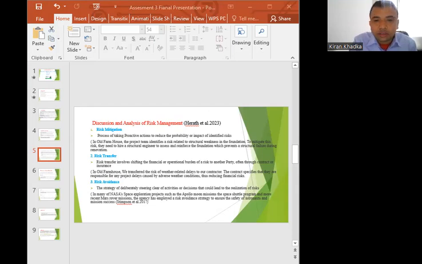Then risk transfer. Sometimes it's prudent to shift the risk to another party, such as through insurance or by outsourcing certain project components. This does not eliminate the risk but transfers the financial burden onto someone else.